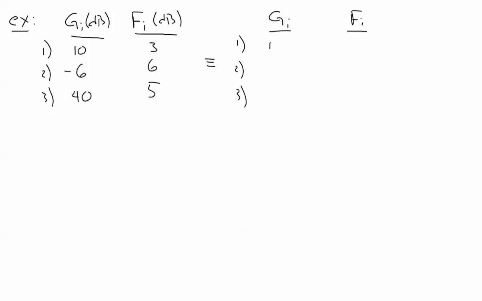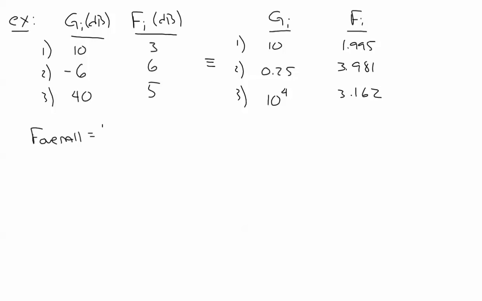And I get 10, 0.25, and 10,000. I said 40,000 earlier. A gain of 40 dB is a ratio of 10,000. Sorry. My noise figures are 1.995, that's about 2, and this one is 3.981, it's about 4. And 5 dB is a multiplicative factor of 3.162.